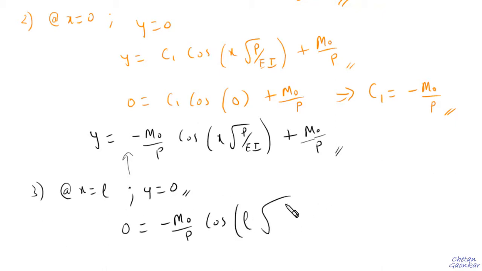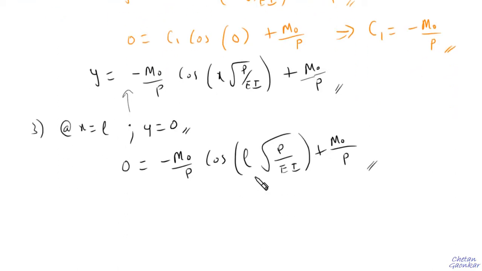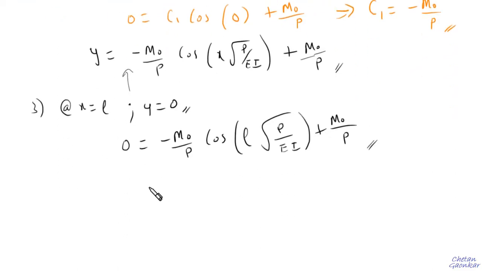X is L root of p divided by EI plus M naught by p. So almost we have taken the help of all the boundary conditions. Now this tells us that cos of L root p divided by EI will be equal to 1, right? Because if I take this term on the left hand side, I will have M naught by p on this side also, which will cancel and it will become 1. So finally I get this.